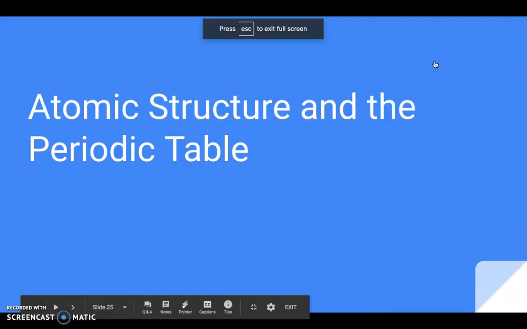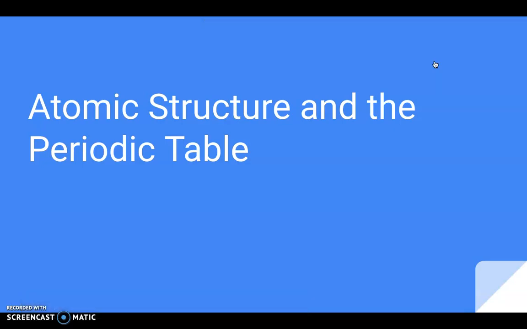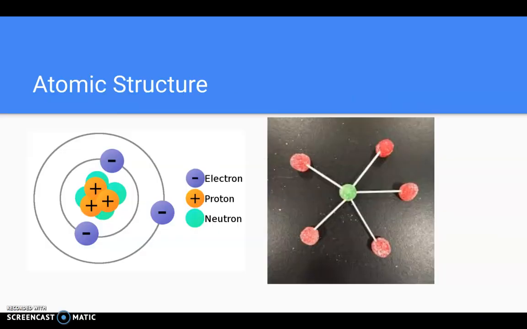Hey everybody. It is our last standard for our matter and chemistry unit, and this standard is all about atomic structure and the periodic table. So let's get to it. So we've been talking a lot about atoms, especially when comparing and contrasting our elements and compounds and mixtures.